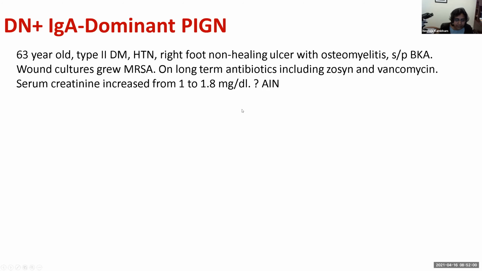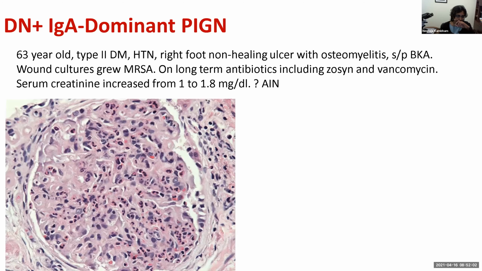So they did the biopsy on this patient, and what we saw doesn't particularly make you think of diabetic nephropathy. That's a glomerulus full of cells. All these ones which have multilobated nuclei, these are all neutrophils. When you see so many neutrophils in the glomerulus, we call it an exudative feature.